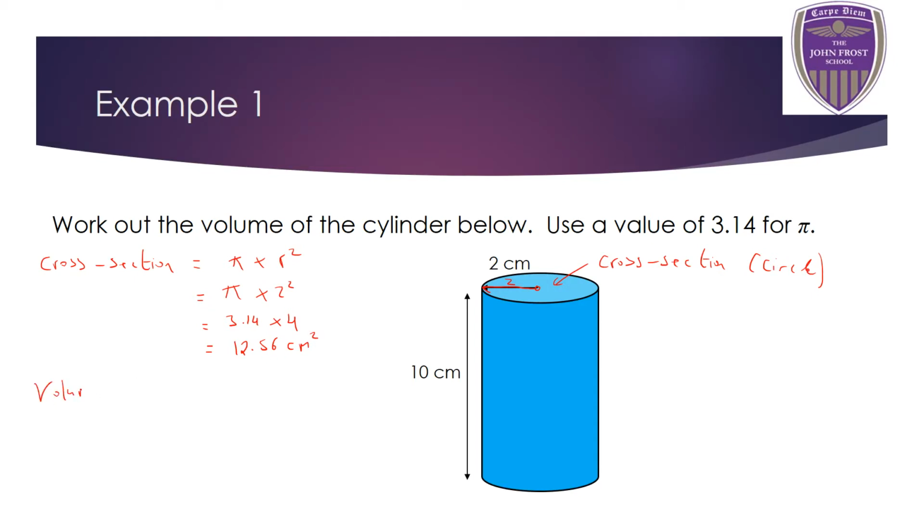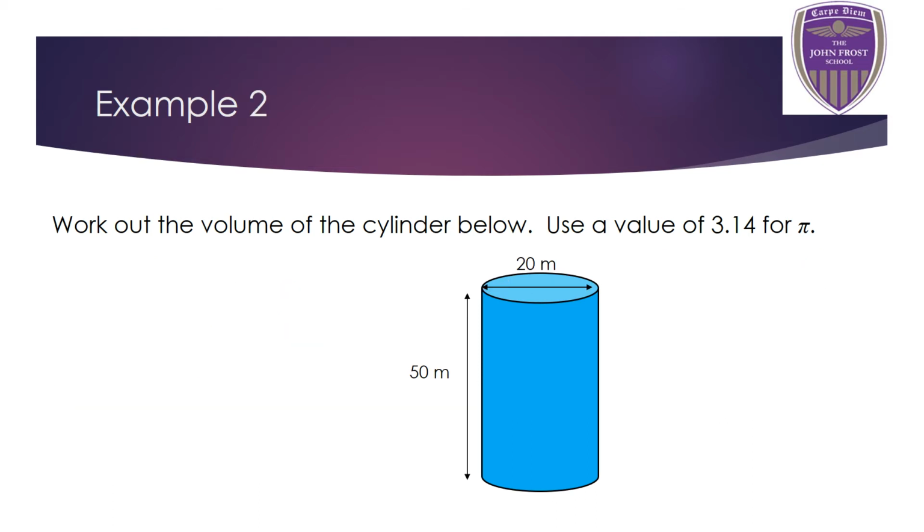But now the volume is the cross-sectional area times the length. The length here is obviously 10, you can see, it's 10 long, 10 high. It's going to be 125.6. Remember, it's a volume, so it's going to be in cubic units, in this case, cm cubed. Job done.